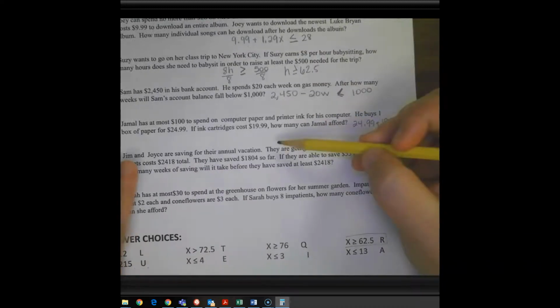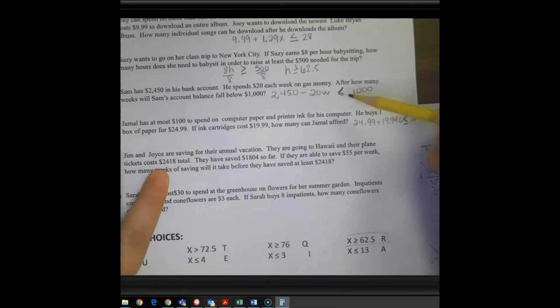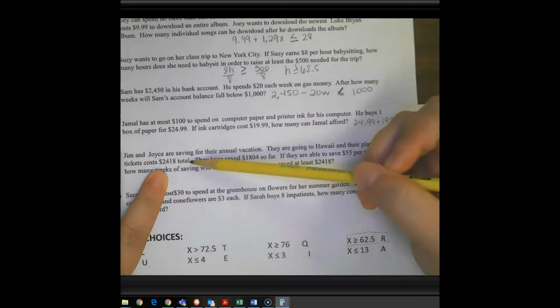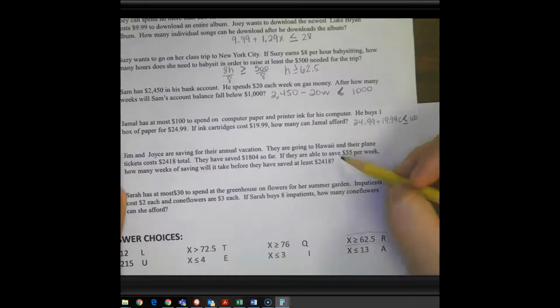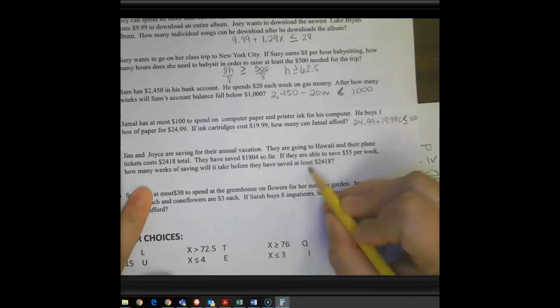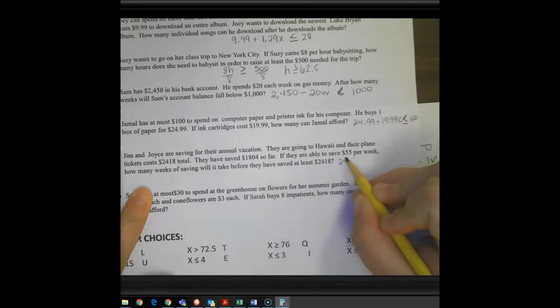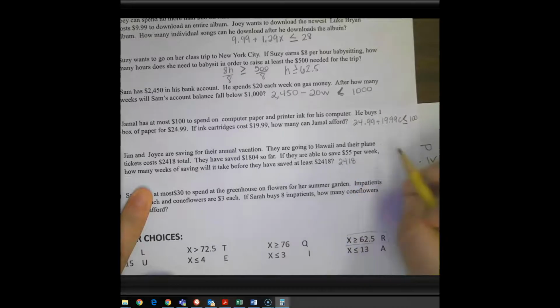All right, Jim and Joyce are saving for their annual vacation. They're going to Hawaii, and their plane tickets cost $2,418 total. They have saved $1,804 so far. They're able to save $55 per week. How many weeks before they reach their goal? Reach at least. So they want at least $2,418. They have $1,804 plus $55 per week. So this is what they're raising, and they need it to be more than their goal or equal to.